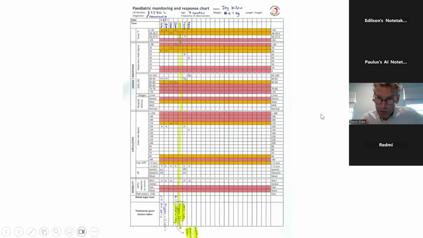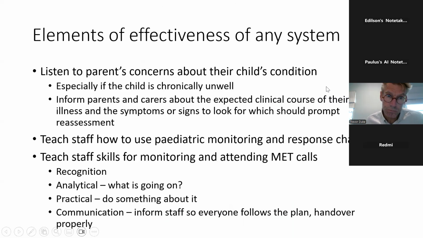This is the color-coded monitoring response chart. I had mentioned it before, and it's really important, I think, to use something like this for all children, certainly in your high dependency area, but even in the rest of the world. If you can use a chart like this, you need to teach healthcare workers how to use it properly, not only how to plot the chart, but also how to interpret the changes that they might see. This is fundamental to communication and fundamental to appropriate monitoring.